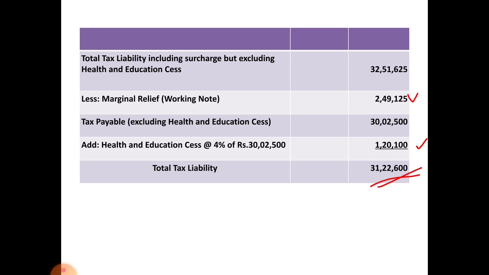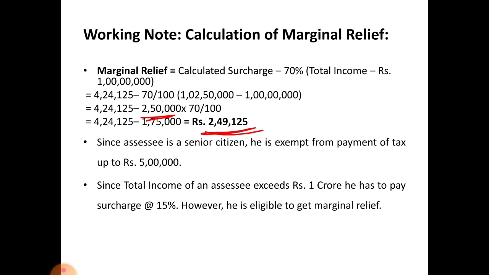So this is the problem relating to calculation of surcharge and marginal relief. In the exam they may ask this type of problem. Other notes, see, since he is a super senior citizen, he is exempt from payment of tax up to rupees 5 lakh, and since the total income exceeds 1 crore, he has to pay surcharge at 15%. However, he is eligible to get marginal relief.